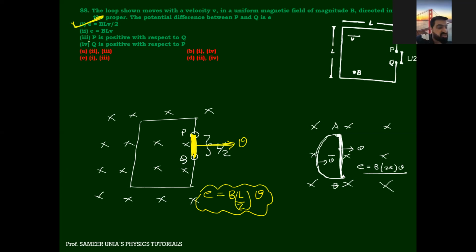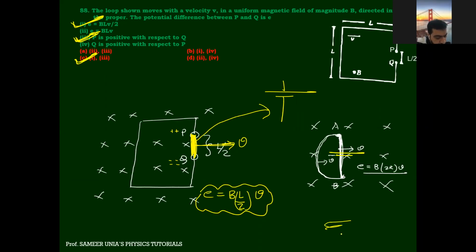And can you tell me which terminal will be plus and minus? We know this is acting like a fictitious battery this way. So the upper end will be plus and the lower end will be minus. So P is positive with respect to Q. So the answer is 1 and 3. Upper end will be positive because the fictitious battery is this way.